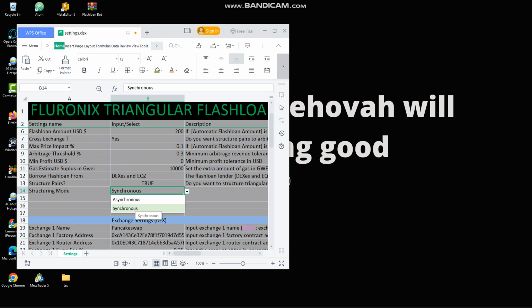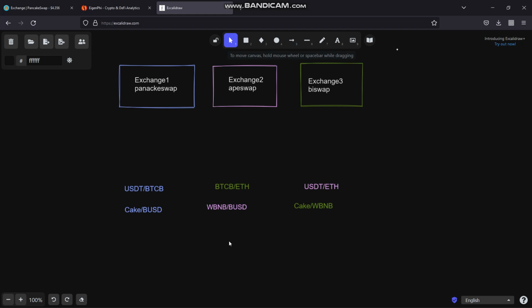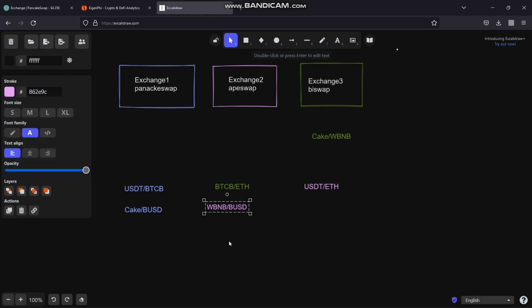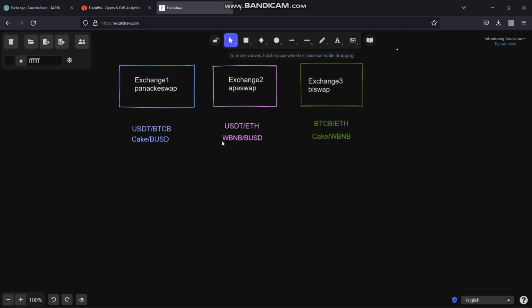So let me explain what this means in a Scalidraw illustration. Let's revert our pairs to the way we previously had them. Okay, so now we have our pairs non-structured. If we want to use synchronous structuring, we are going to structure this first pair and then go ahead. Once we finish this, we structure this second pair. But if we are using asynchronous, we are going to structure these two pairs at the same time.